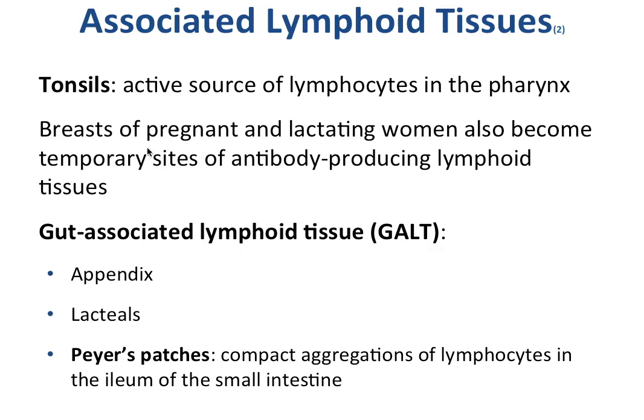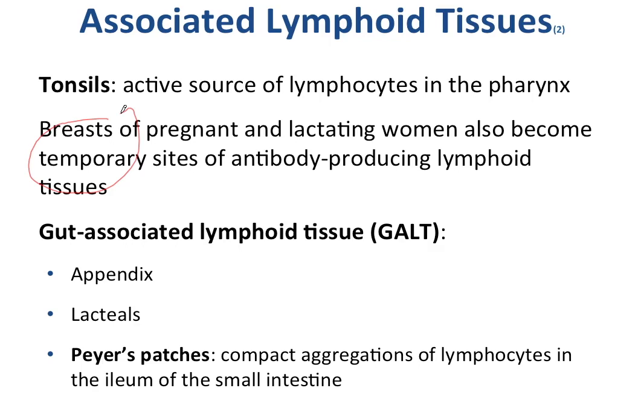So for the pregnant woman, if they make milk, the breast can be a temporary lymphoid organ to produce antibody. So this is the breast. Okay, breast can be a temporary lymphatic organ.